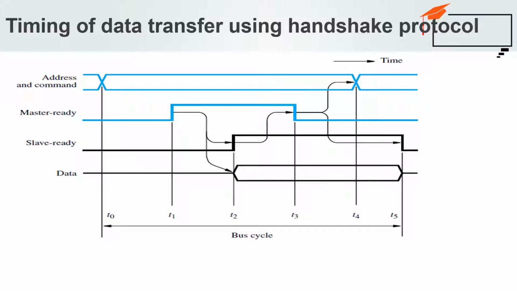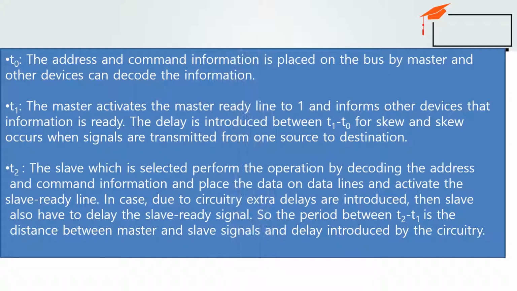Let us discuss the sequence of events. T0. The address and command information is placed on the bus by the master, and other devices can decode the information. T1. The master sets the master ready line to 1 and informs other devices that information is ready. A delay is introduced between T1 and T0 for skew. Skew occurs when signals are transmitted from one source to a destination at different times because each line has a different speed of execution. It assures that the master ready signal does not arrive before the command information at other devices.